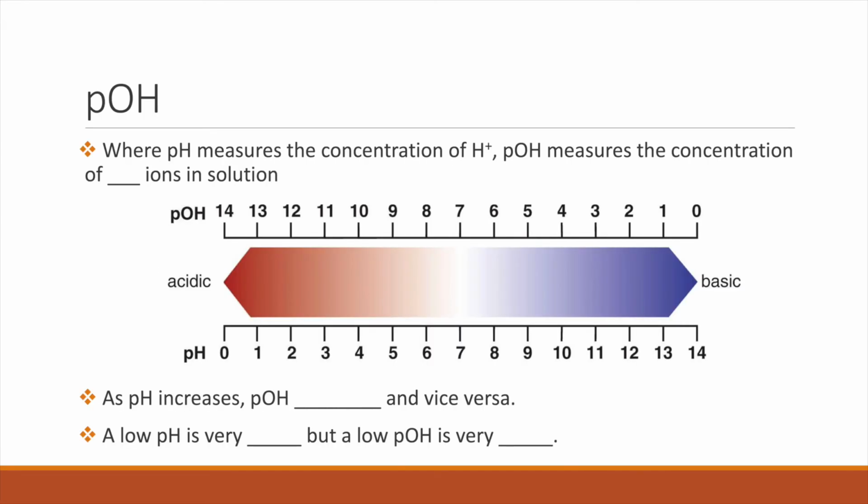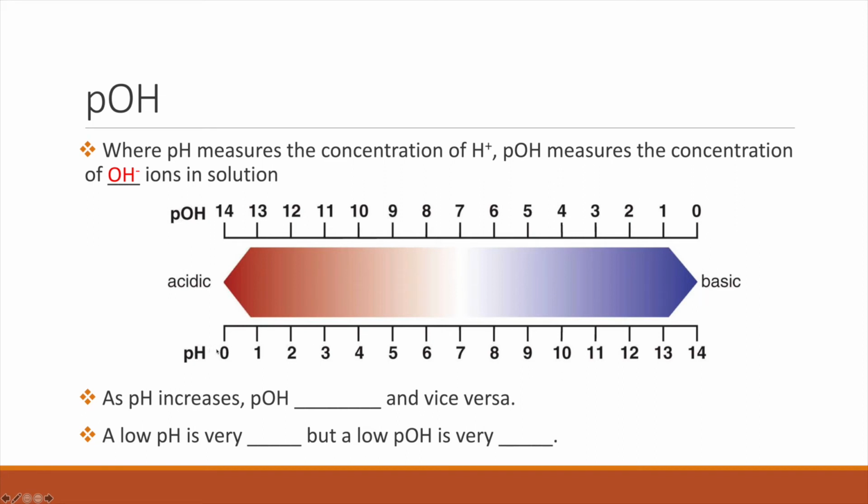Alright, now pH is not the only function that we can use to look at acidity or alkalinity. We can also use pOH. Right? So where pH measures the concentration of H+, pOH measures the concentration of hydroxide ions in the solution. So here you can see the pH and the pOH scale side by side. Now on the bottom, the pH that we saw before, 0 is acidic, 14 is basic. You might notice that pOH actually goes in the opposite direction. 14 is acidic, while 0 is basic.